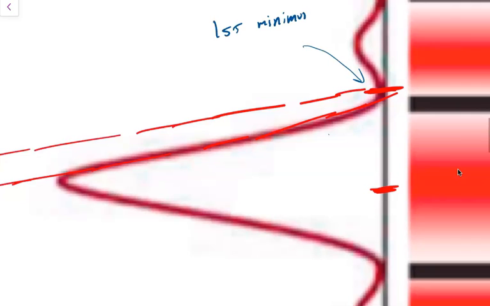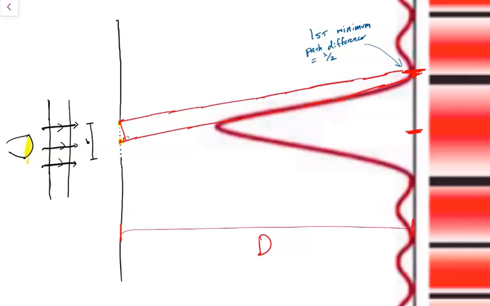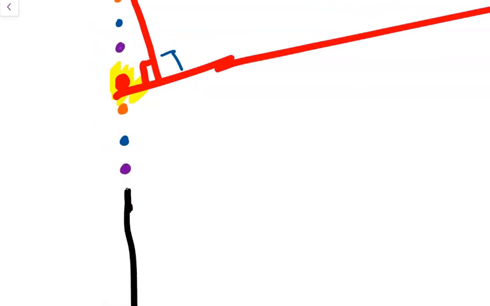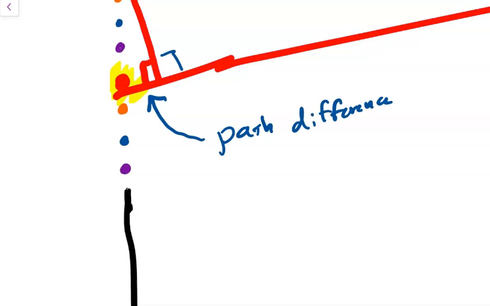And if this is our first minimum, or the fact that it is just a minimum, we know that our path difference should be equal to lambda over 2, or some multiple of lambda over 2. But since it's our first minimum, it's just 1 lambda over 2. So that path difference of lambda over 2 is noted in this triangle, similar to our double slit equation, where we have a path difference of lambda over 2.